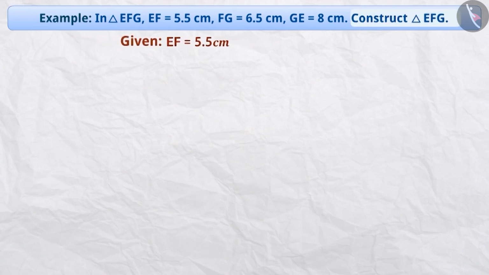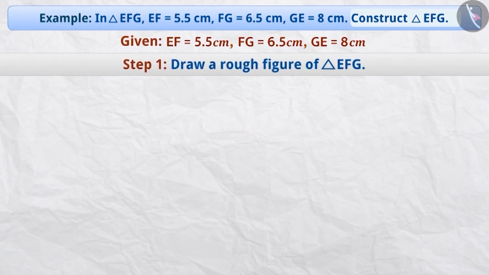In triangle EFG, EF is equal to 5.5 cm, FG is equal to 6.5 cm, GE is equal to 8 cm. Construct triangle EFG. Here we have to construct triangle EFG. In triangle EFG, EF is equal to 5.5 cm, FG is equal to 6.5 cm and GE is equal to 8 cm. To construct triangle EFG, Step 1.